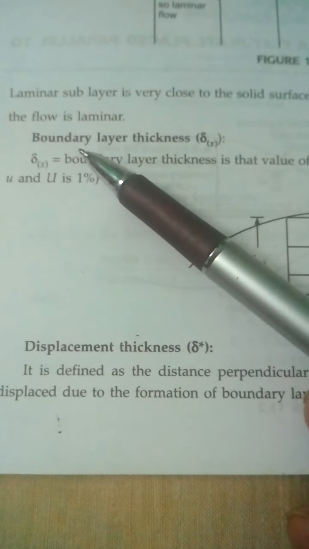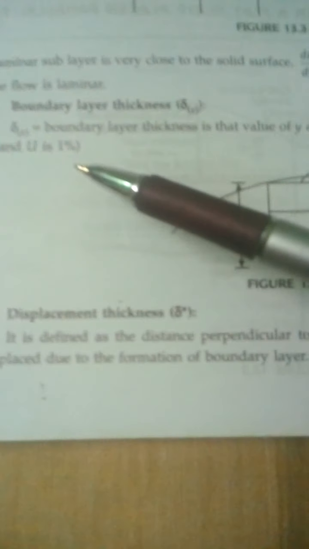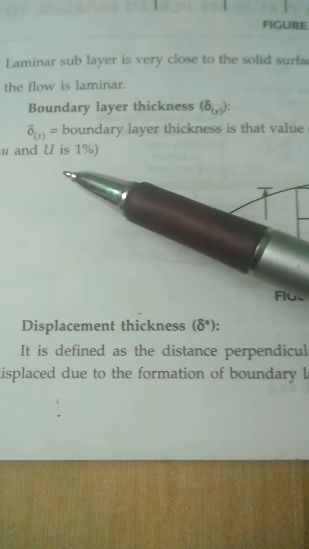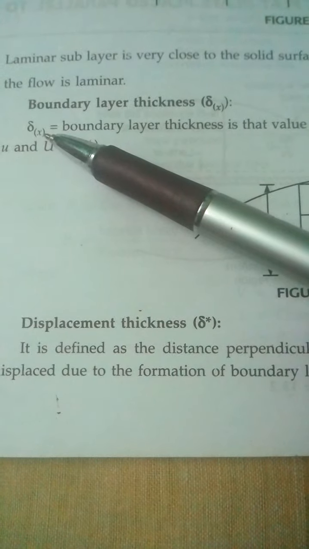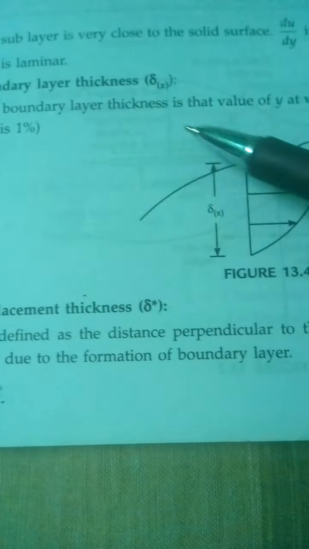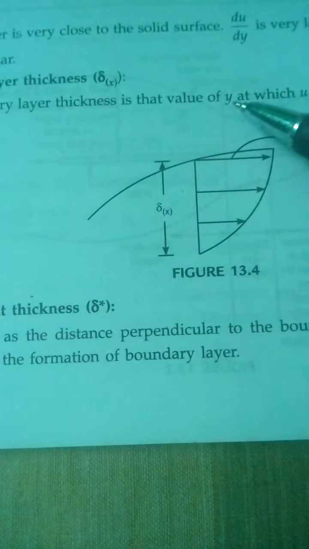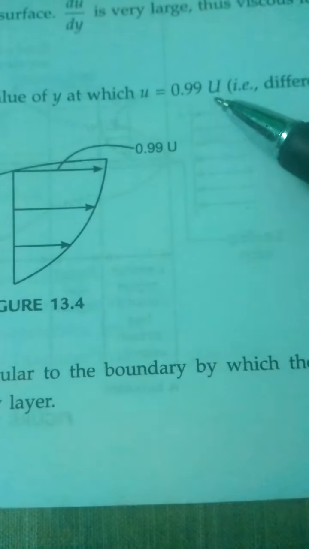is the boundary layer thickness. Now delta x, of course, we call it delta x, is the boundary layer thickness, that value of y in the y direction at which u is equal to 99% of the main velocity, meaning capital U.